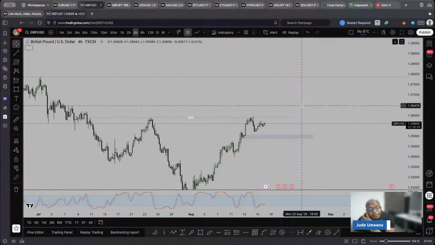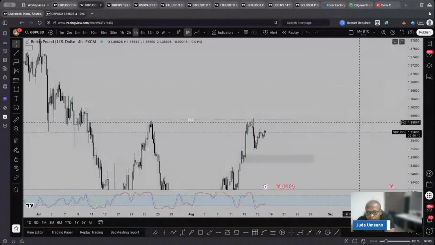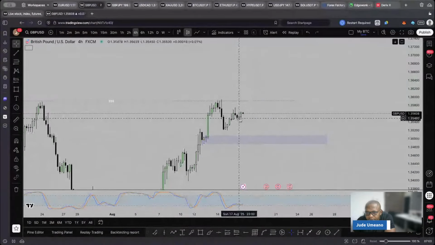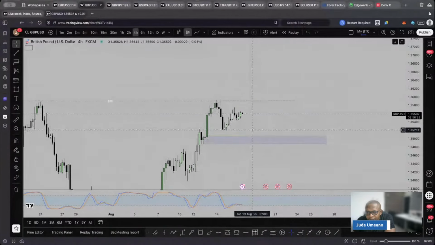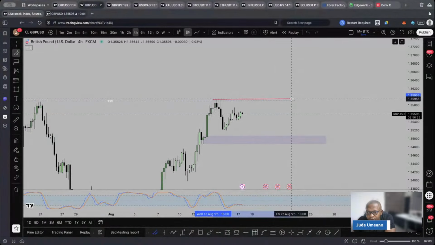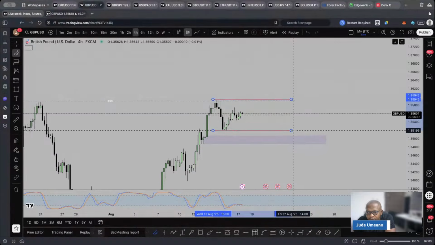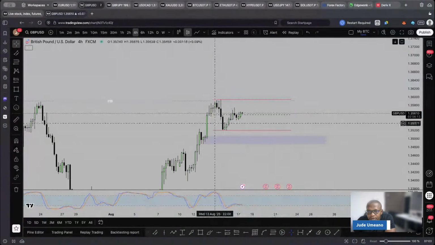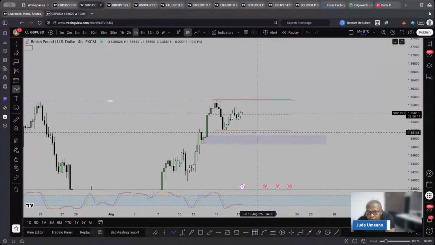So what am I expecting? This is similar to what we had when I was explaining EUR USD. We have this top here. We have this bottom. We want to see a break out of this range on the 4 hour. Break out of the range.